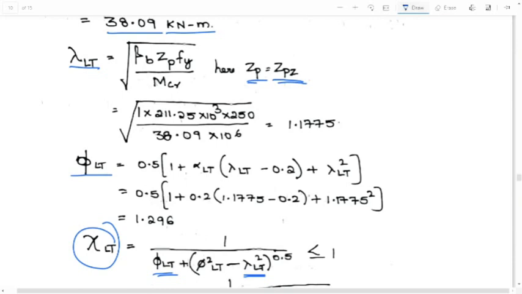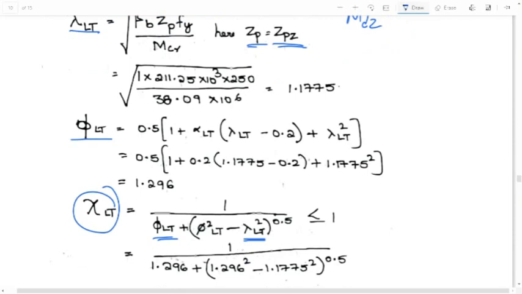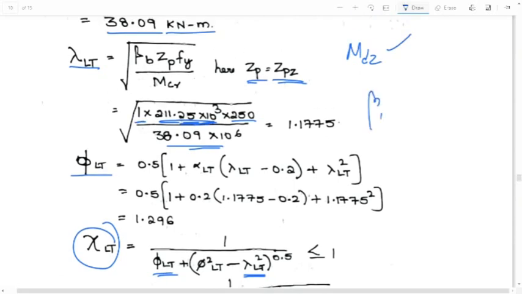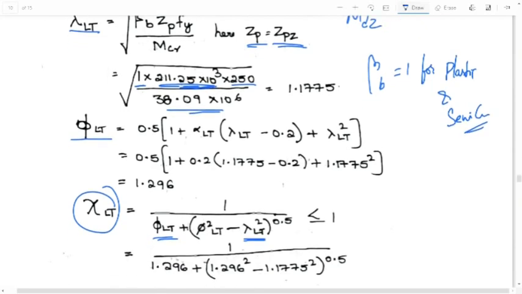Since we are considering Z only, not Y. We are calculating Mdz. So everything is Z. And the Mcr value, this value from the code, 250. Beta B is equal to 1 for plastic and semi-compact sections. It is plastic, so beta B is 1. Substitute that, you get lambda LT.